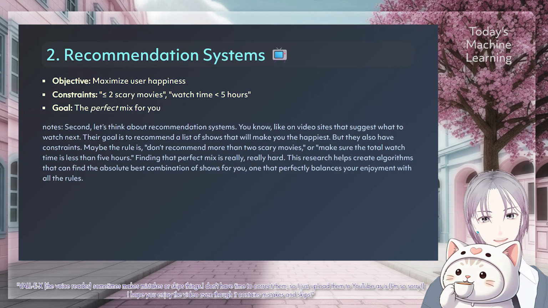Second, let's think about recommendation systems. You know, like on video sites that suggest what to watch next. Their goal is to recommend a list of shows that will make you the happiest, but they also have constraints. Maybe the rule is, don't recommend more than 2 scary movies. Or make sure the total watch time is less than 5 hours. Finding that perfect mix is really hard. This research helps create algorithms that can find the absolute best combination of shows for you. One that perfectly balances your enjoyment with all the rules.